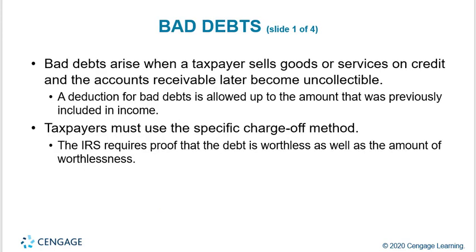So bad debt. Bad debt arises when a taxpayer sells goods or services on credit and the accounts receivable later becomes uncollectible. And so a deduction for bad debt is allowed up to the amount that was previously included in income. And so taxpayers must use the specific charge-off method. The IRS requires proof that the debt is worthless as well as the amount of the worthlessness.